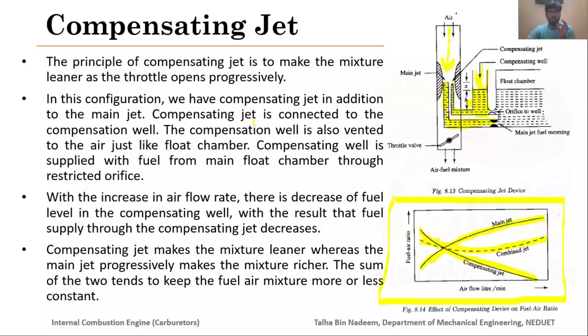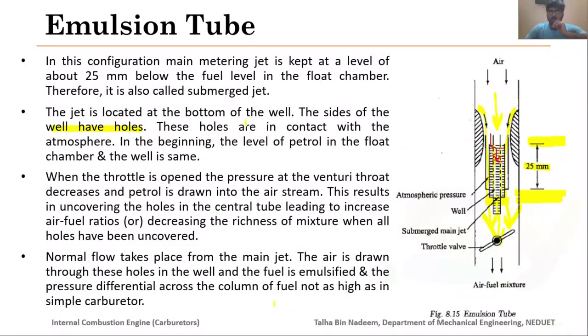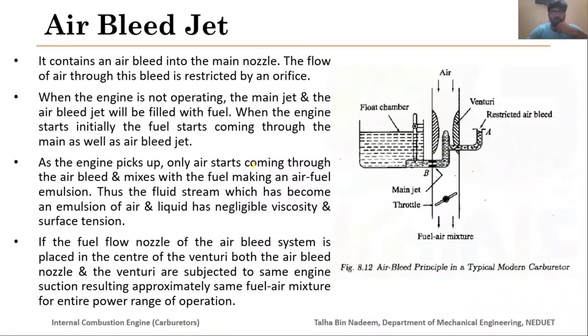So I hope the concept of these additional devices is clear. The air bleed jet basically provides a lean mixture at higher speeds, when you are operating your engine at higher loads and your throttle valve is open. More fuel would be coming from the main jet, but instead of providing only fuel, we have also added an air bleed section here, which will supply some air to the main jet, making an emulsion, and thus it will reduce the richness of the mixture.